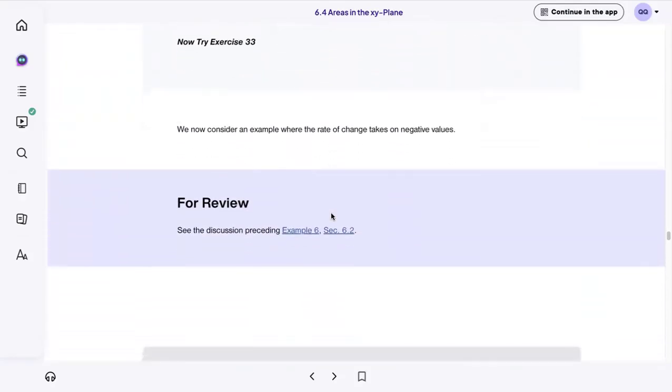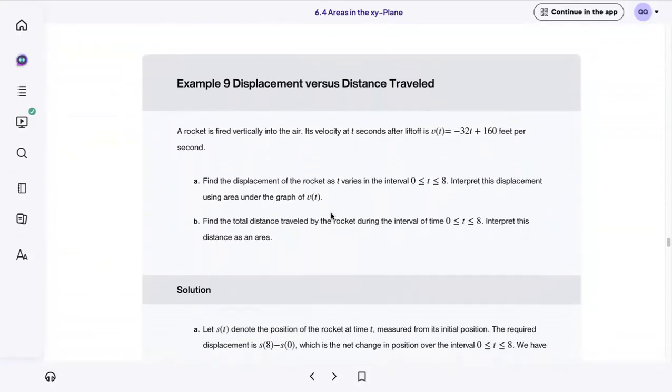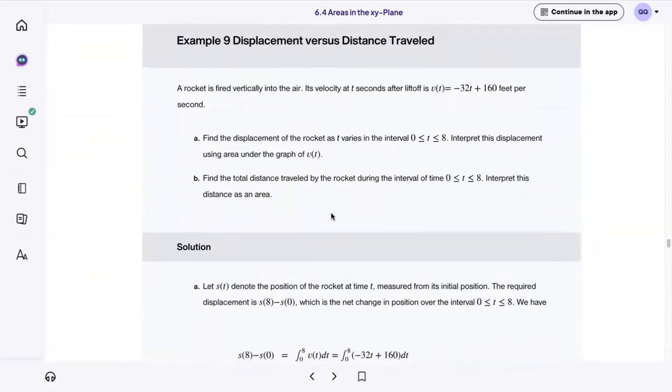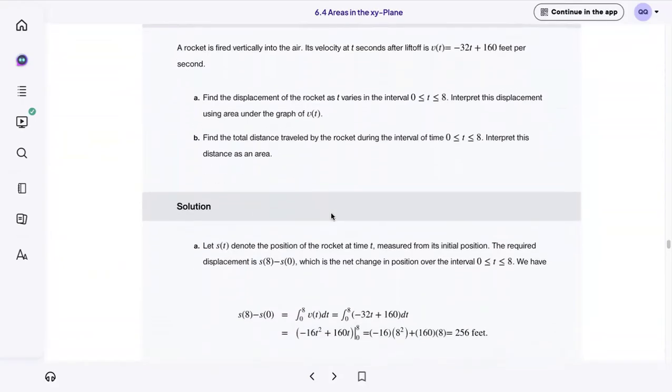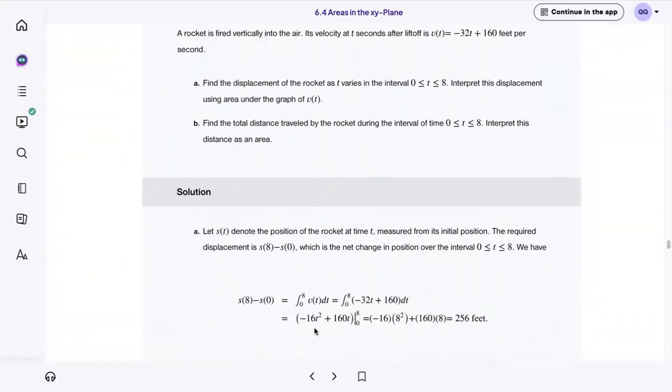Let's see this one. A rocket is fired vertically into the air. Its velocity at t is this. Velocity is a linear function. And what do we want to do? We want to find the displacement of the rocket between 0 and A. And then B, we want to find the total distance traveled.